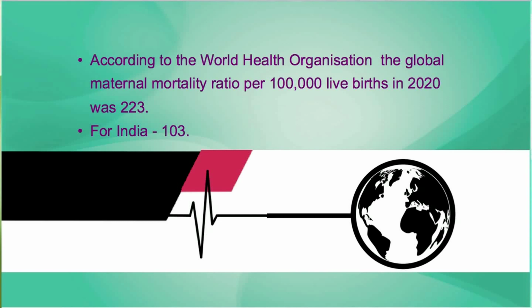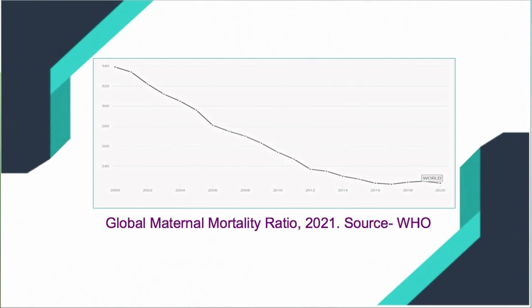A report by the World Health Organization collected by the World Bank suggested that the global maternal mortality ratio per 100,000 live births in 2020 was 223. That is, out of 100,000 live births, 223 pregnant women lost their lives due to pregnancy. In the Indian context, the number lies at 103. The figure shown on your screen indicates the steep decline in maternal mortality since the turn of the millennium.